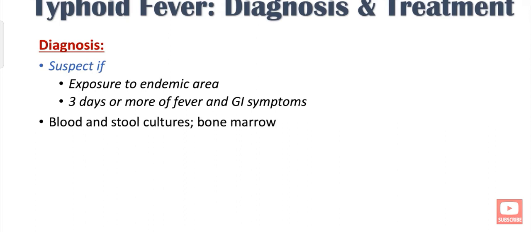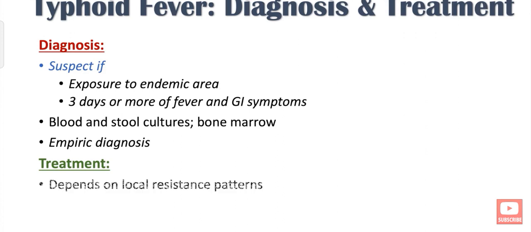And then once you have suspected it, you can do some tests. You can do blood and stool cultures. You can do a bone marrow test, but that's not going to be something that you are going to do. And a lot of times it can be an empiric diagnosis. You're just going to see the symptoms. You're going to see that they've been in an endemic area. They're not vaccinated. And then you're going to say, you know what, this is probably a diagnosis of typhoid fever.